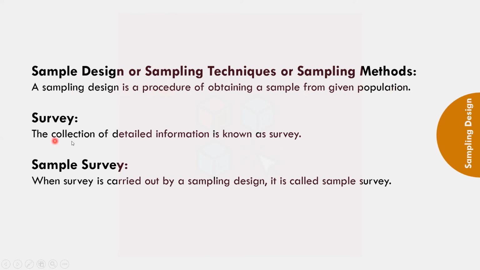Survey is the collection of detailed information. In the first step, you select the sampling units from the population, and once the sample is selected, you get information from that sample, which is called the survey. When the survey is carried out using a sampling design, it is called a sample survey.